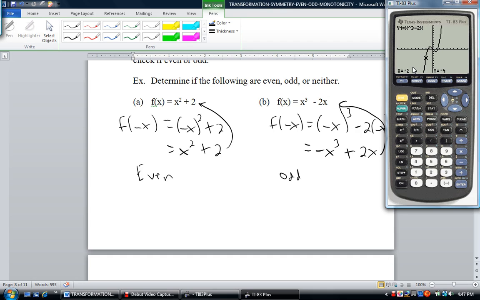When I replace the 2 with the negative 2, I got the opposite y value. See, 3 gives us a value of 21. For it to be odd, when I type in negative 3, I should get the opposite of 21, which is negative 21. See that? A little trick there.